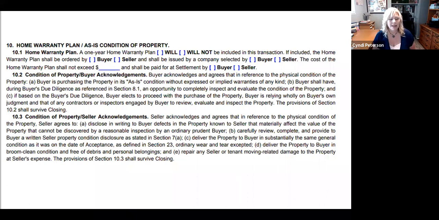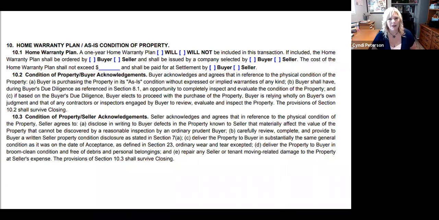So then they would have the right to inspect the property and do their evaluations. And based off their due diligence, if they decide to proceed with the purchase, the buyer is relying wholly on the buyer's own judgment and on any of the contractors or inspectors engaged by the buyer to review, evaluate, and inspect the property. So make sure that you're letting your buyer order the home inspection. Any of the testing that's being done, make sure they're ordering that and not you.